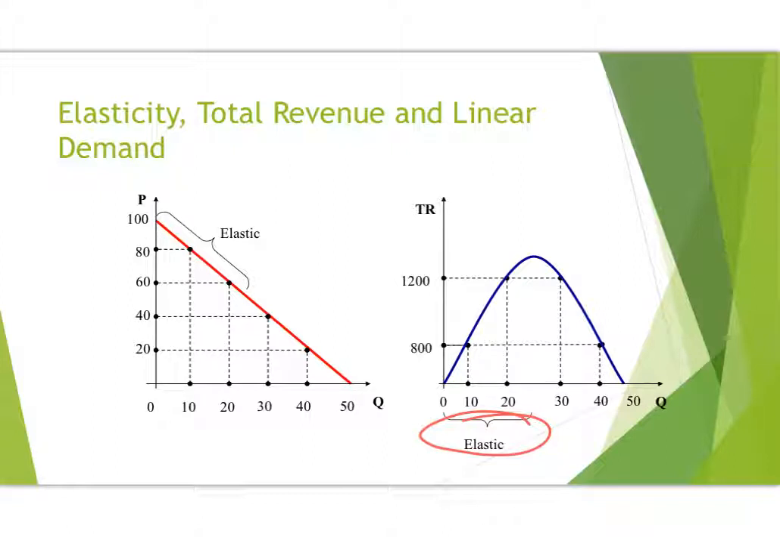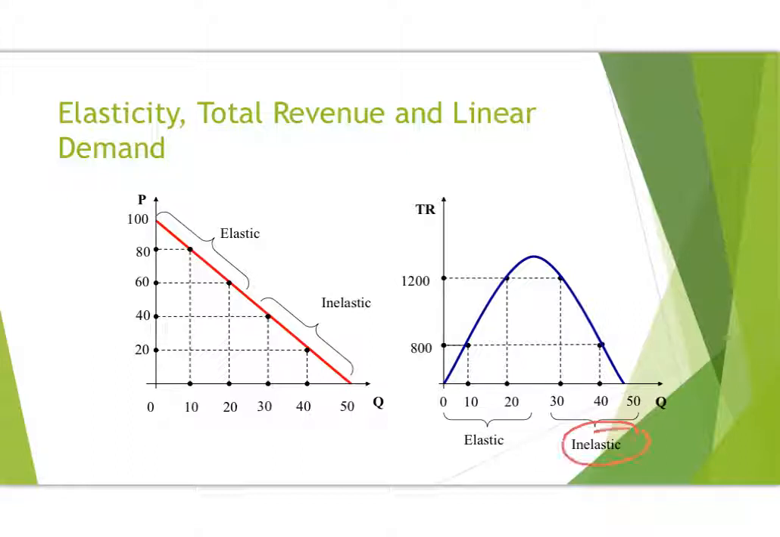If we go to the lower right, down here we have very high quantities and very low prices. The low prices mean that a change in price is going to be a large percentage. The high quantities mean a change in quantity is going to be a small percentage. So there we're going to tend to get inelastic demand. So over here, we're inelastic. Okay. That point in between is unit elastic, and it's also where total revenue is maximized.